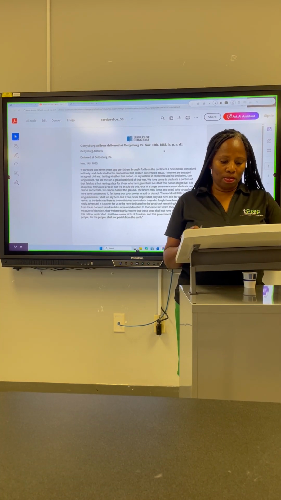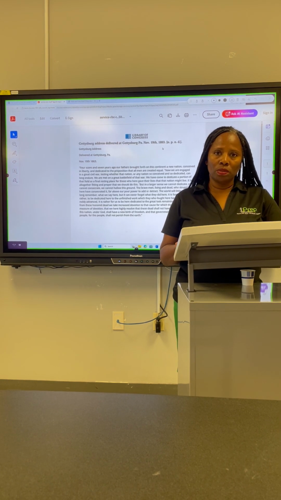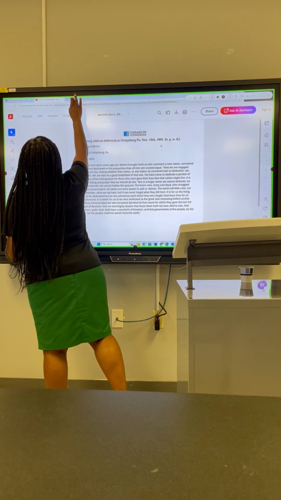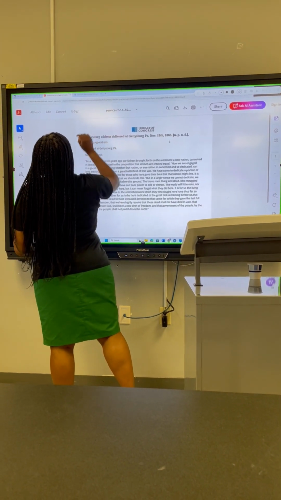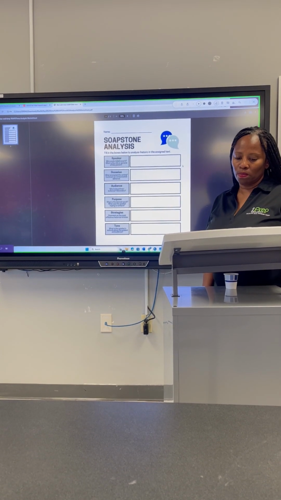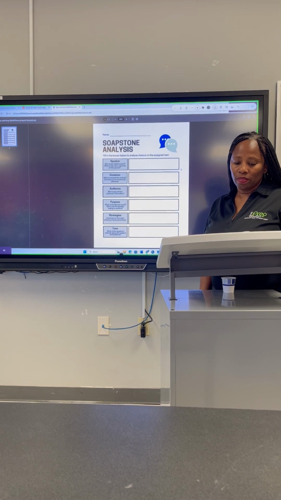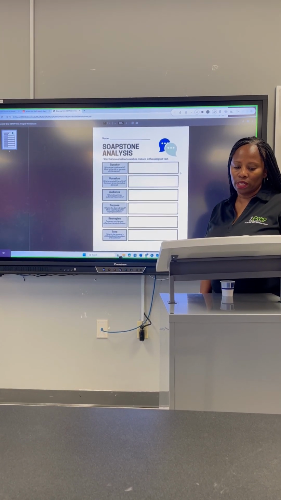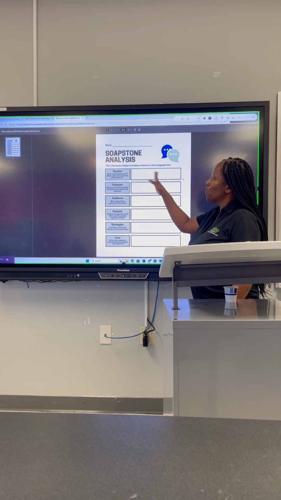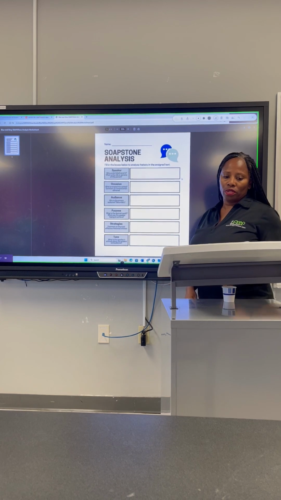Based on the excerpt I just read about the Gettysburg Address, we're going to look at the SOAPstone chart. In this part of I do, we're going to look at the speaker, the occasion, the audience. So for the speaker, we would write who wrote or delivered that speech, and it was U.S. President Abraham Lincoln.